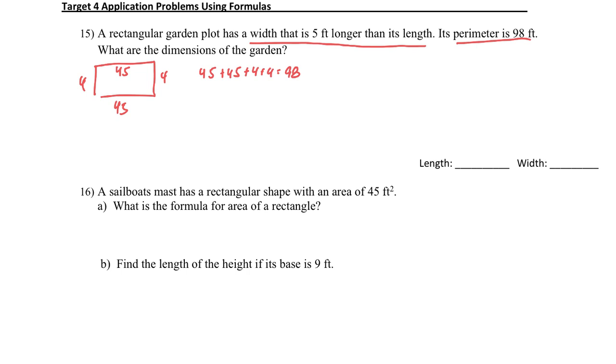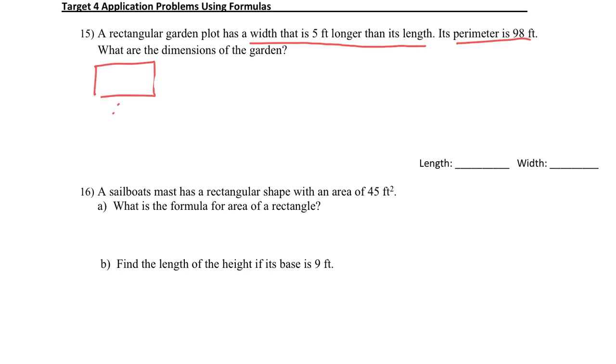Well, 4 is not 5 feet more than 45, and 45 isn't 5 feet more than 4 either. So this clearly can't work. So we have to make a choice. We could keep guessing numbers that add up to 98, or we could try to figure out, let's take a look here.